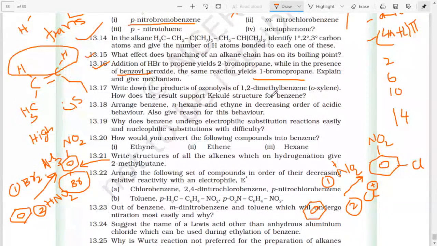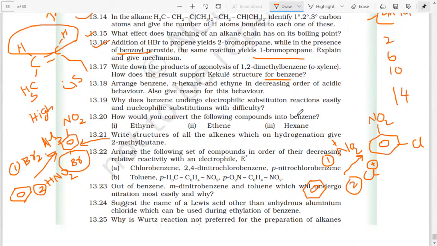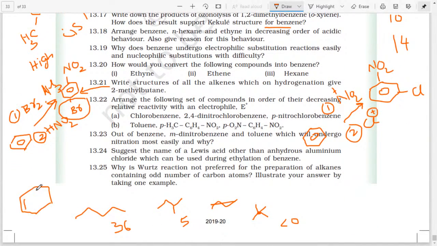Write down the products of ozonolysis of 1,2-dimethylbenzene, orthoxylene. How does the result support the Kekulé structure for benzene? Yes, students, you can write this down. 1,2-dimethyl, it is orthoxylene, and simply break all the double bonds. You are going to get different products of ozonolysis. Wherever the double bond is, you can break here, here, here, here. Note the number of compounds you are going to get.